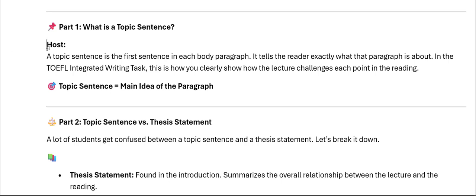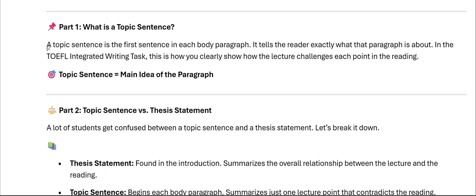So what is a topic sentence? A topic sentence is the first sentence in each body paragraph. It tells the reader exactly what that paragraph is about. In the TOEFL integrated writing task, this is how you clearly show how the lecture challenges each point in the reading.